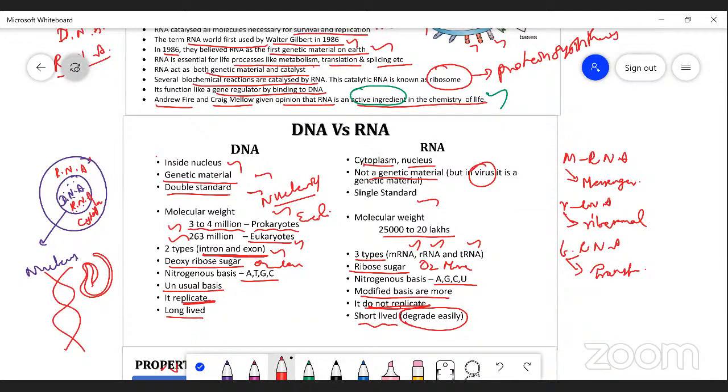Okay, these are the differences between DNA and RNA. In your book, it is given under the topic DNA versus RNA. So you can make notes of these points and remember them. It is very helpful for your marks. Okay, so next one.